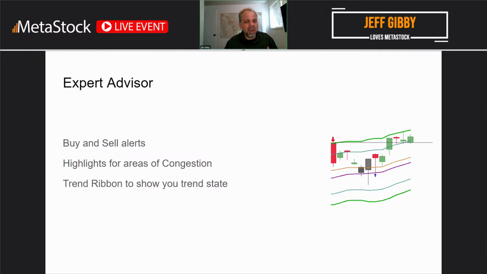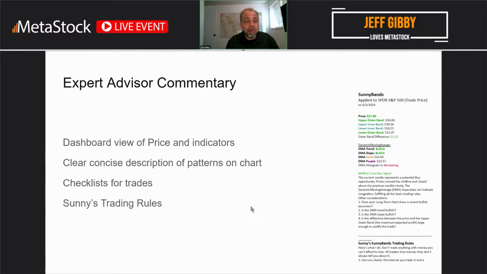We have the expert advisor that's going to give you the buy and sell alerts. It's going to highlight for you the areas that are congested and that trend ribbon to show the trend state. Now, here's one of the things I like to talk about when we talk about SunnyBands. I think this was designed very well because what we wanted to do was give you a dashboard view of the price and the indicators and what they're doing. So if you open up the expert advisor and open up the expert commentary, here's that dashboard view. It tells you whether the trend is bullish, the SOAP is bullish, what the gold and purple are doing, whether the DMA histogram is increasing or decreasing. And it's also going to tell you if there are any buy opportunities that exist and what to do about them.